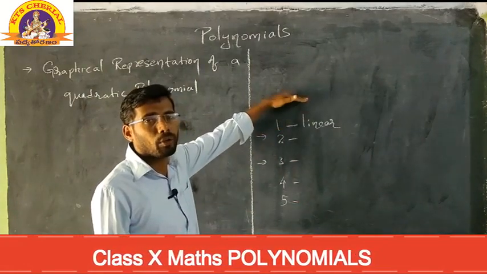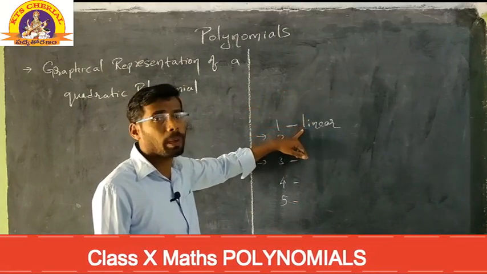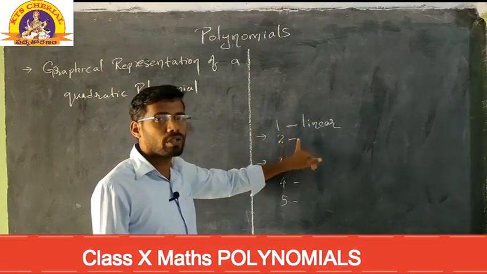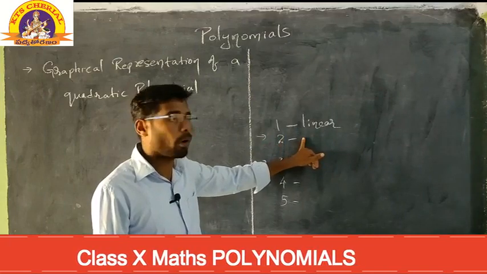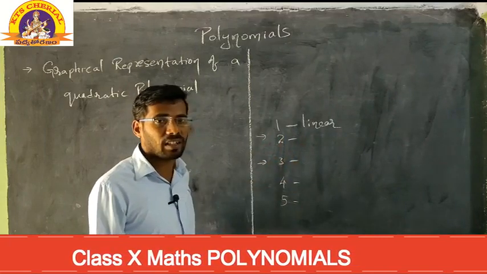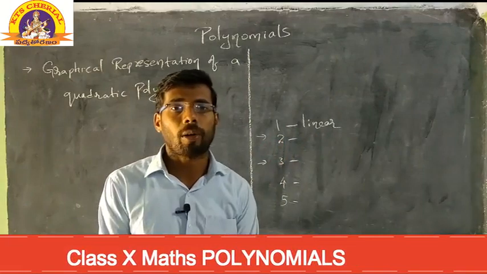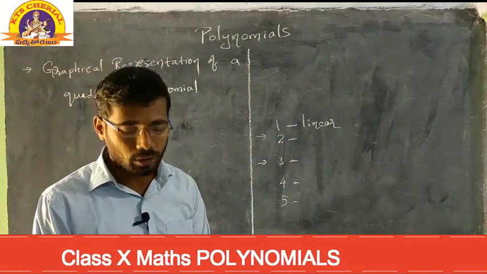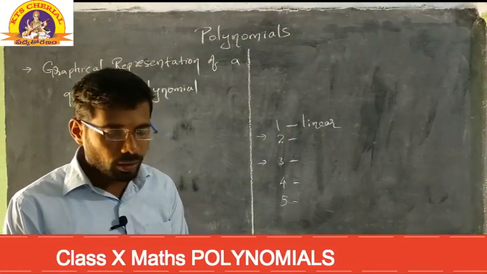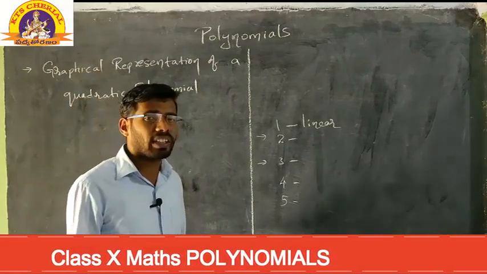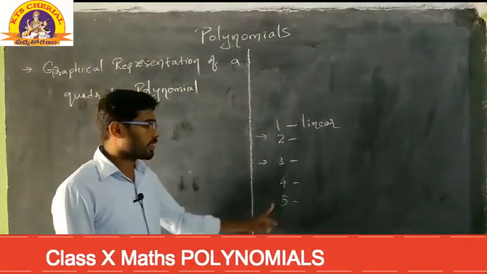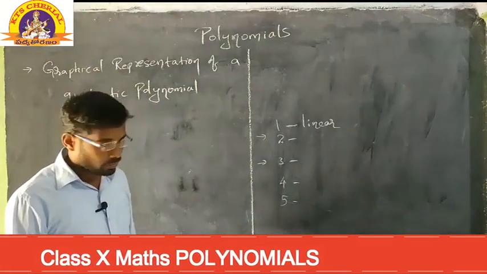A polynomial whose degree is 1 is called a linear polynomial. A polynomial whose degree is 2 is called a quadratic polynomial. Degree 3 is a cubic polynomial. Degree 4 is biquadratic. Degree 5 is called fifth degree. There is no particular name onwards.